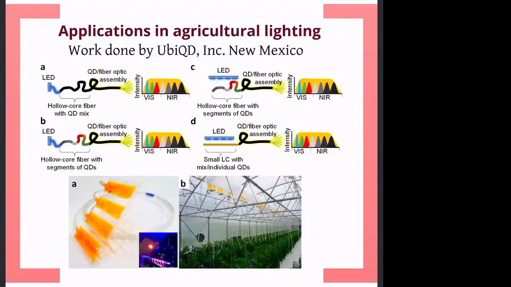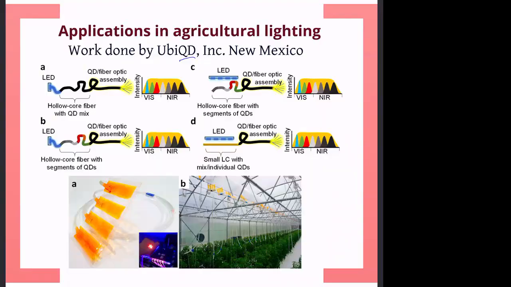A second application, back on Earth, is in agricultural lighting. This is a very interesting company that I found, based out of New Mexico, called UbiQD. And of course, QD refers to quantum dots. What they do is very cool. So the final product looks like this.